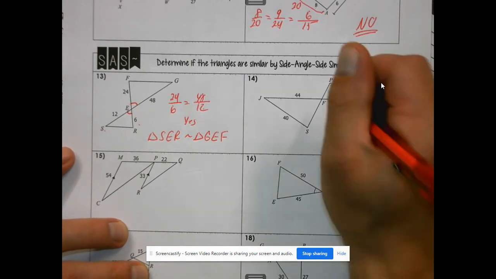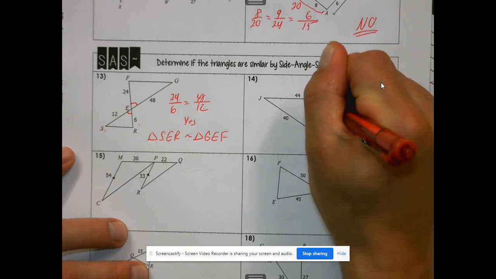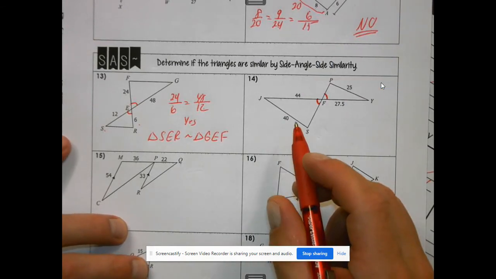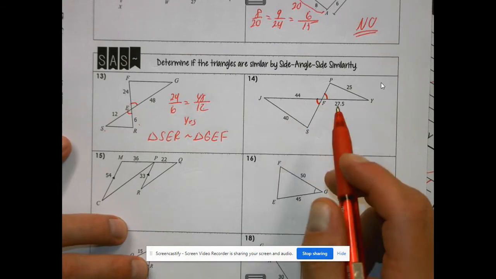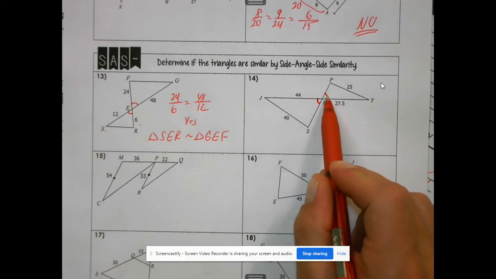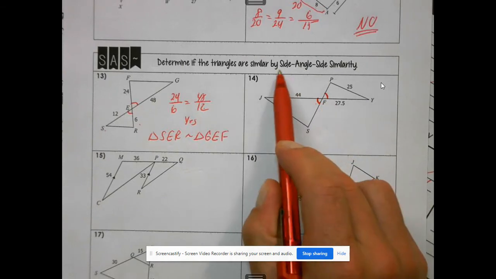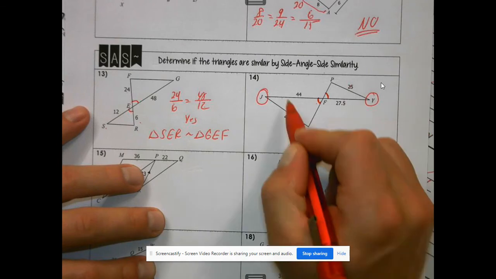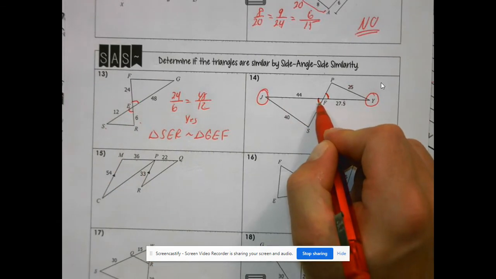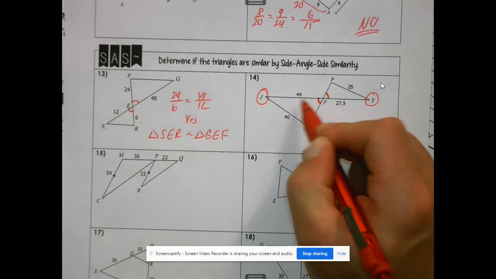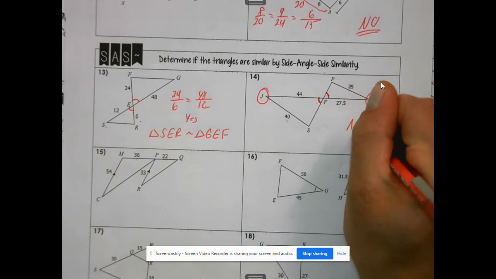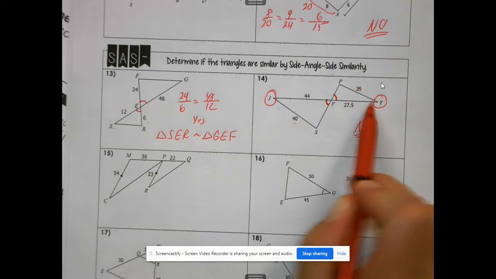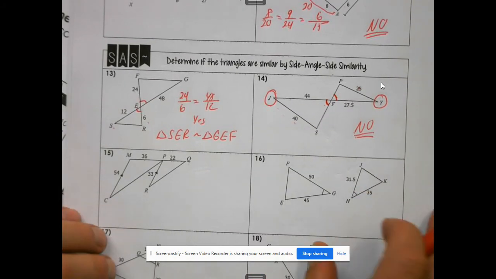Number 14. I have my vertical angles. But the problem is this. I have my angles here, right? But for side angle side to work, you have to have included angles in between the sides, right? Yes, I have a set of congruent angles, but they are not in between the sides. So this guy's gotta say no because the angle is not included in between the sides here. Kind of a tricky one.